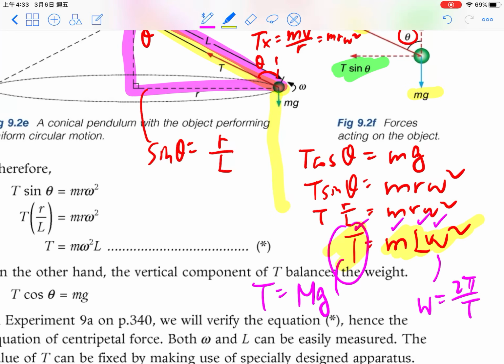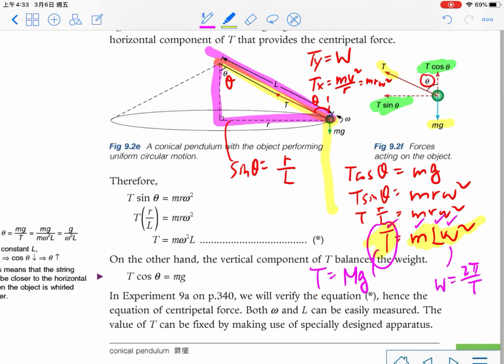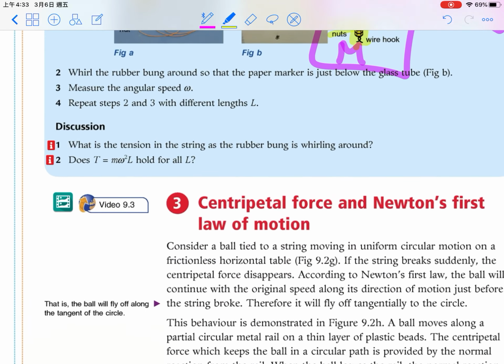Now this is your SBA task. Actually, you can prove it by yourself, and you have to write down your proof in the SBA. For this chapter, these two equations, T cosine theta and T sine theta, are quite important.